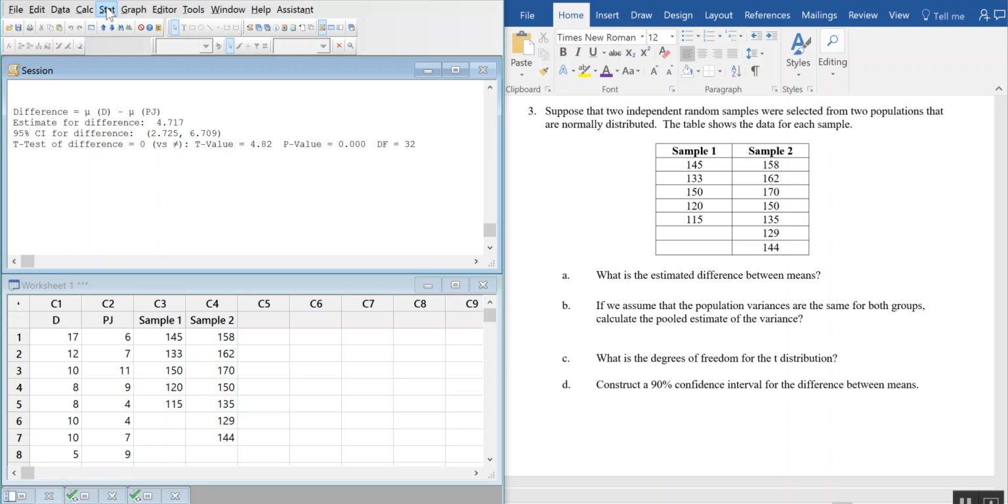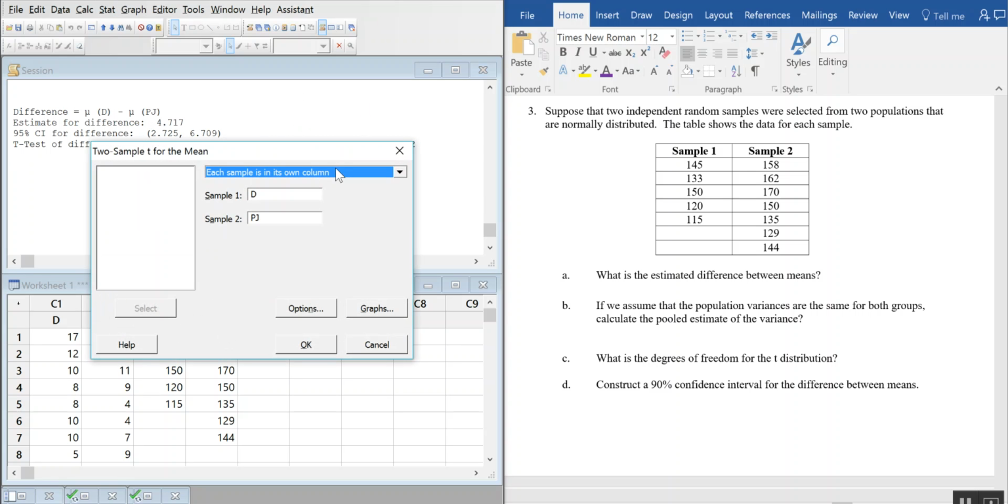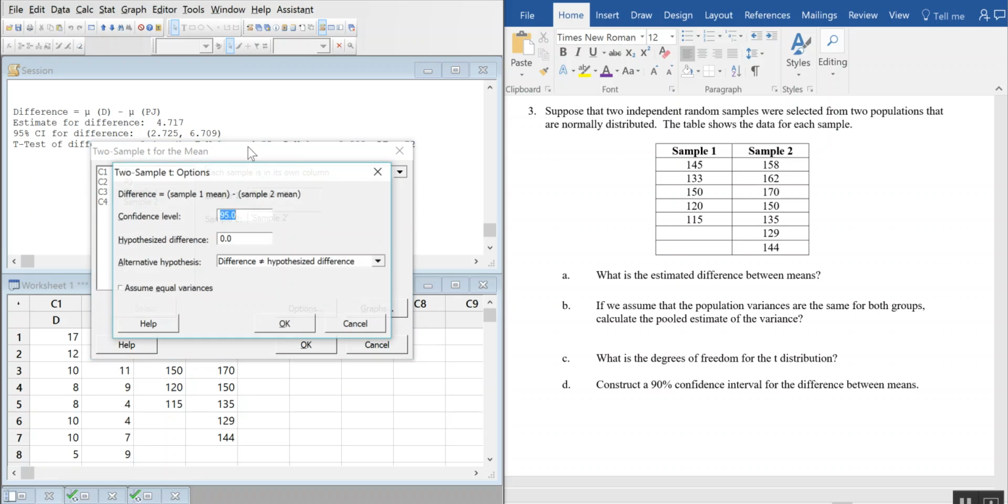To do a pooled value, we're going to go up to Stat, Basic Statistics, 2-Sample t, and you're already thinking this looks no different from the other one. I agree. I've got to put in my samples, sample number 1 and sample number 2, cleverly named on my part. Then I'm going to hit the Options key and change a couple things.